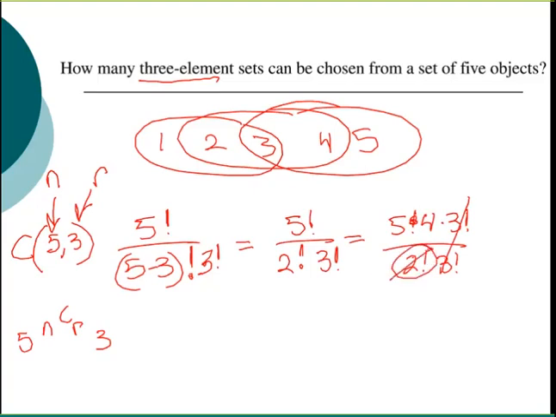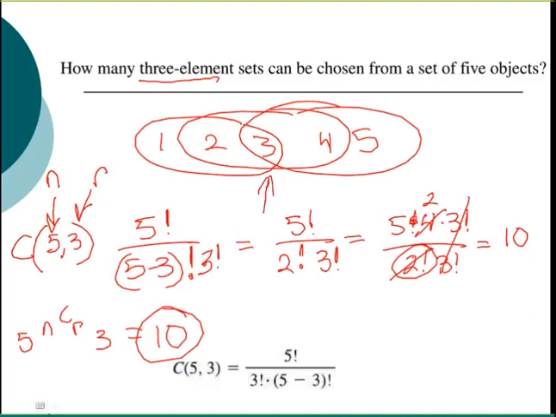So this is going to reduce with a 4 to become a 2. So really the answer is 10. And if you do it on your calculator, 5 nCr 3, you also get 10. So what that means is there's 10 different ways that I could group 3 people amongst the set of 5 people. 5 objects, I guess.